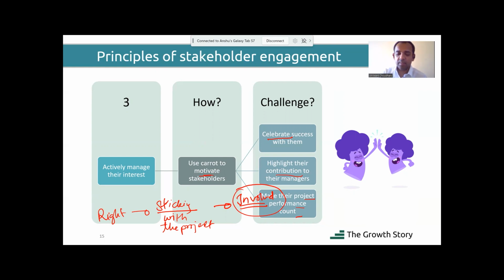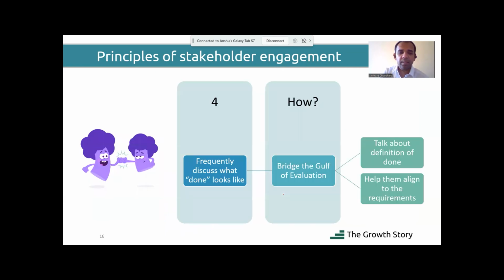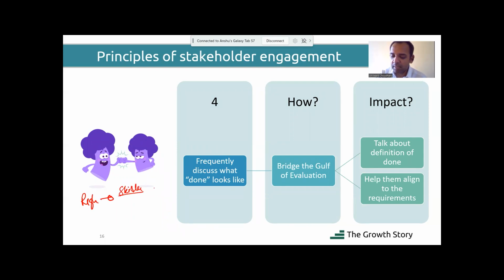Then when he is involved, you have the right person who is sticking with you, who is also motivated. Then he should know what to be done.